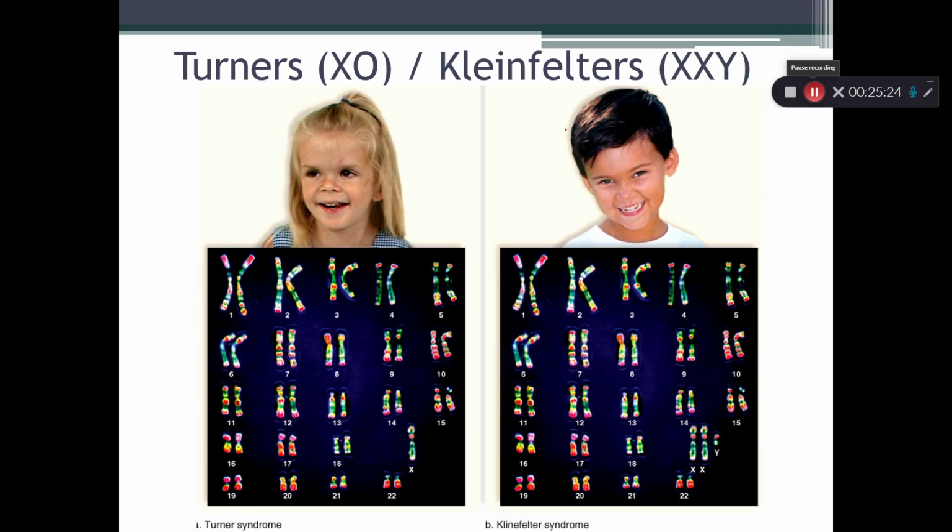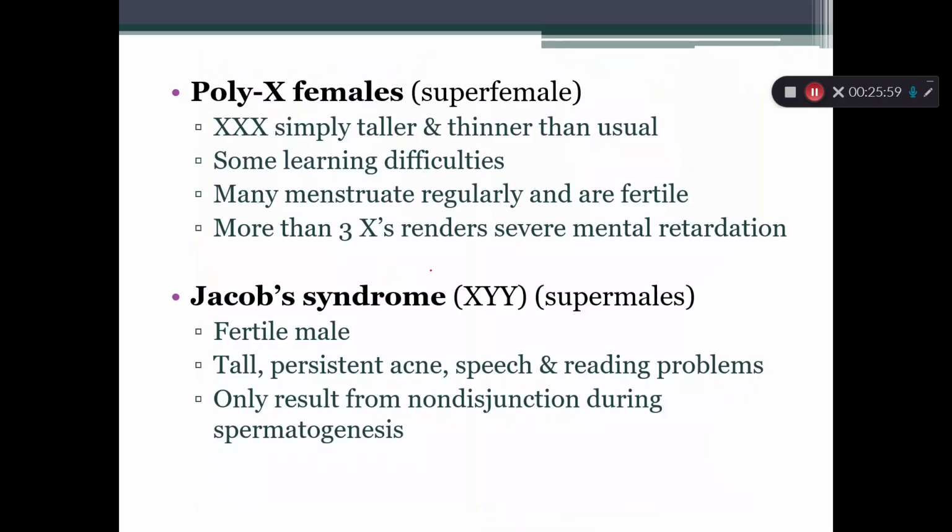Okay, and here are images of, are these not the cutest children you've ever seen? Turner syndrome right here, they just have an X. Phew. Turner syndrome just has an X. Klinefelter syndrome has XXY. So they have three. This is trisomy, whereas Turner syndrome is monosomy.